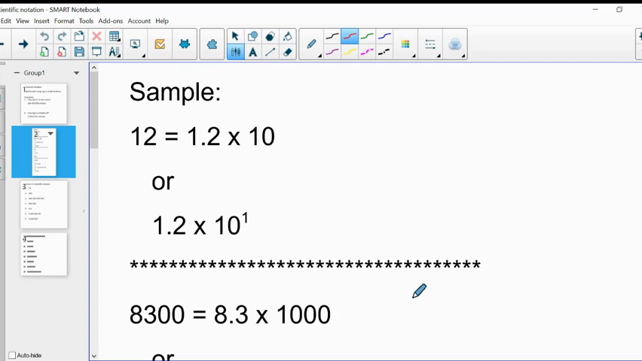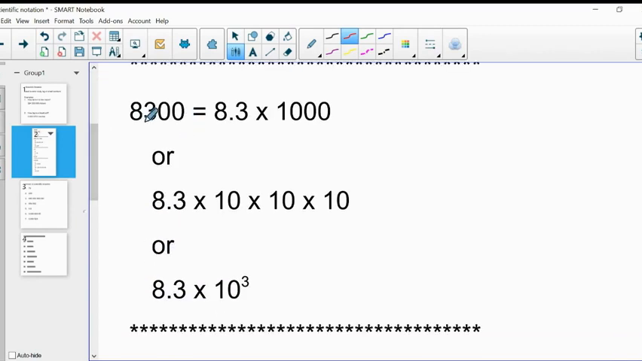First of all, the number 12. The number 12 can be written as 1.2 times 10. And if you forget how to do these, maybe go back and review your multiplying and dividing by 10 rules. But that can be written as 1.2 times 10 to the power 1 because we had 1 ten.